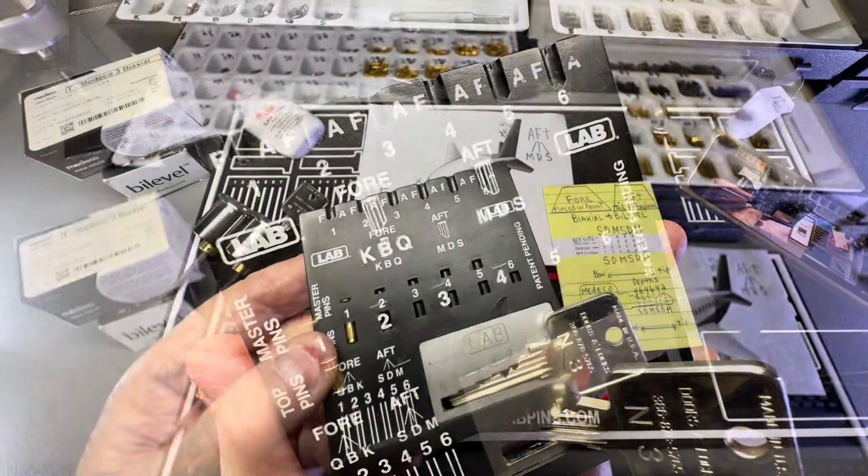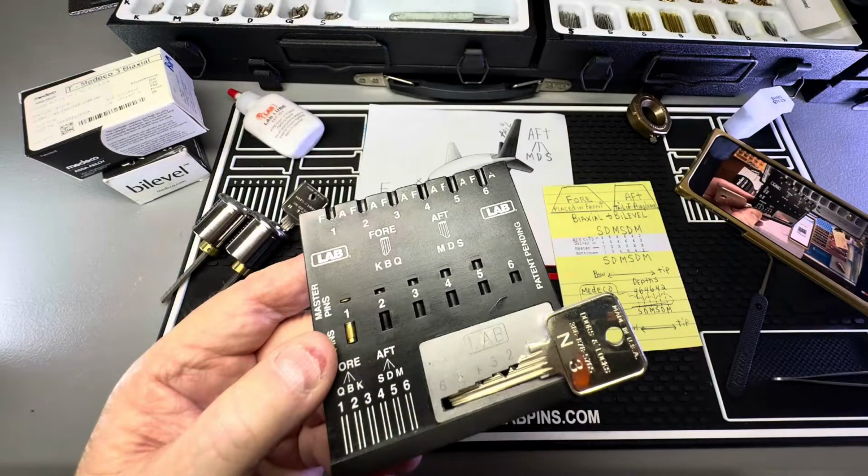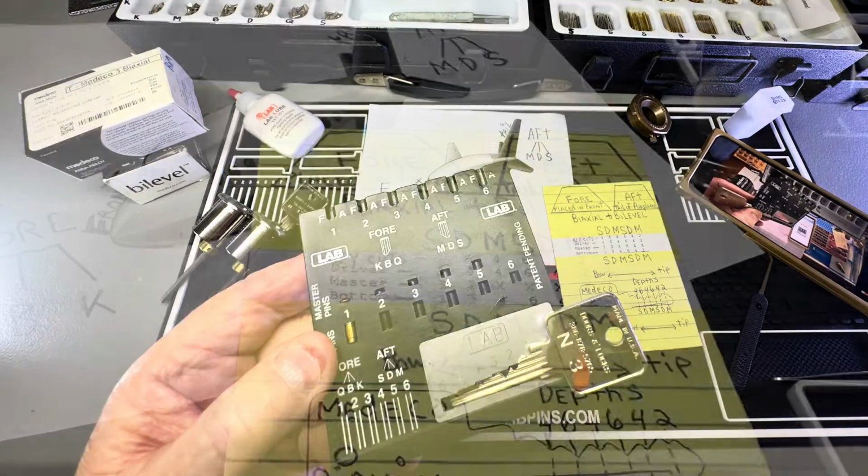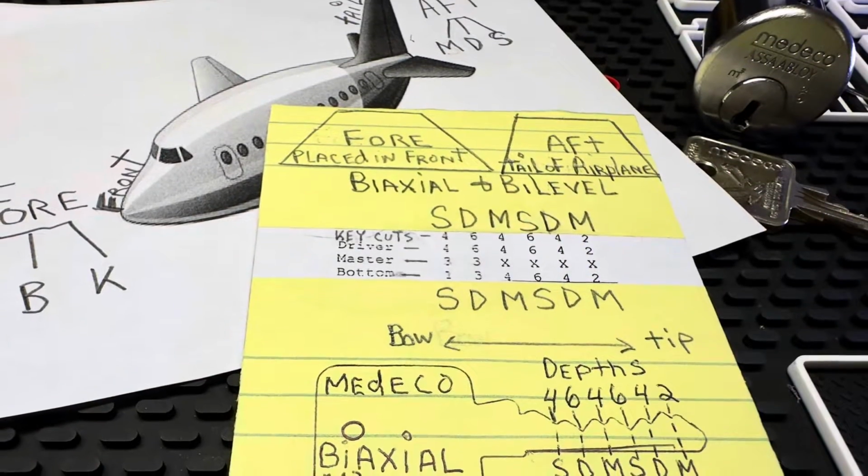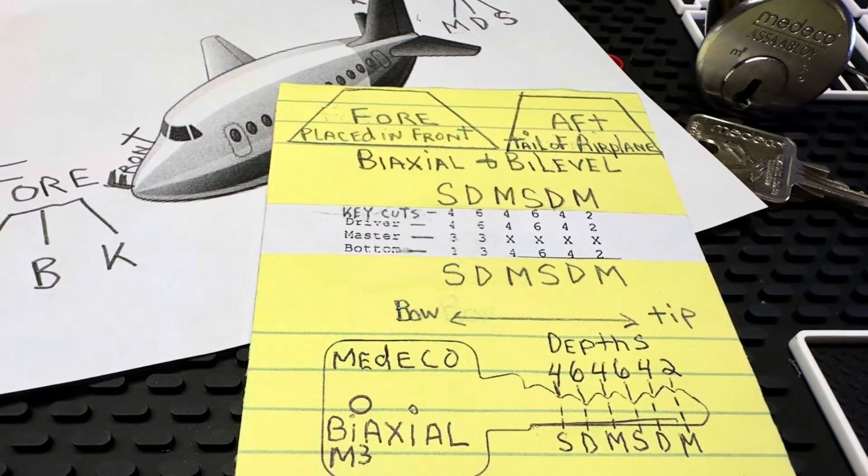We're going to use a lab decoder on a Medeco M3 biaxial key, and you're going to get to see how to read a key and decode it.